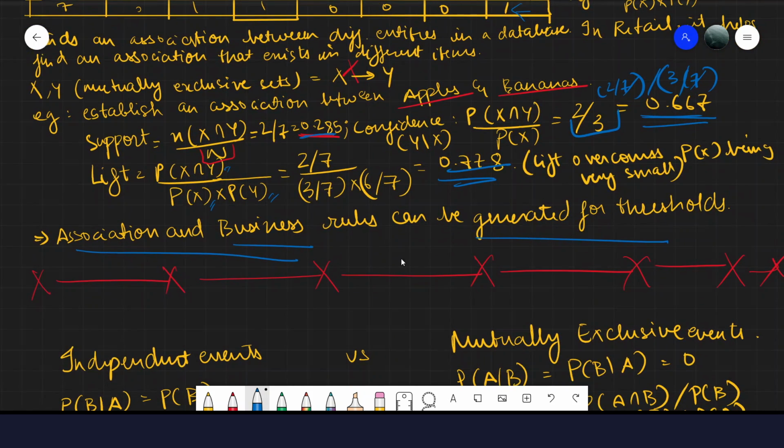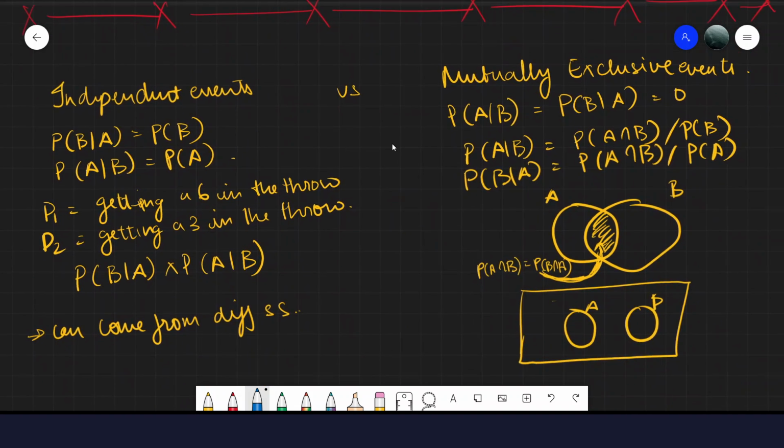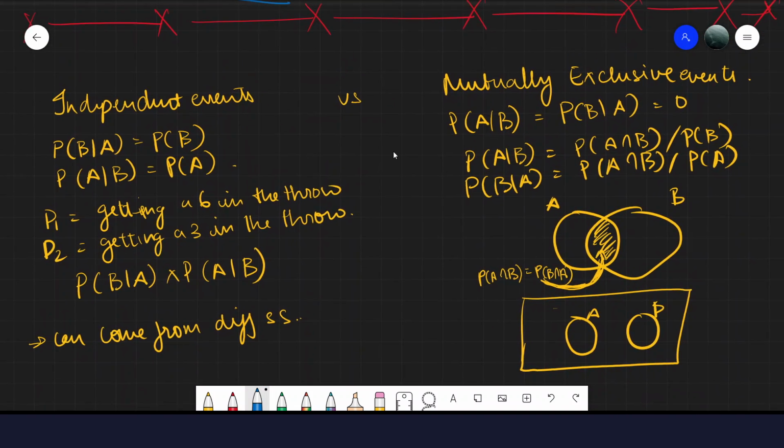Before I move on to the next video, which is Bayes' theorem, I want to establish the difference between independent events and mutually exclusive events. People tend to get confused in this. Mathematically, independent events are P of B given A is equal to P of B, and P of A given B is equal to P of A. This means that the event B is not at all affected by the occurrence of A, or the event A is not at all affected by the occurrence of B.